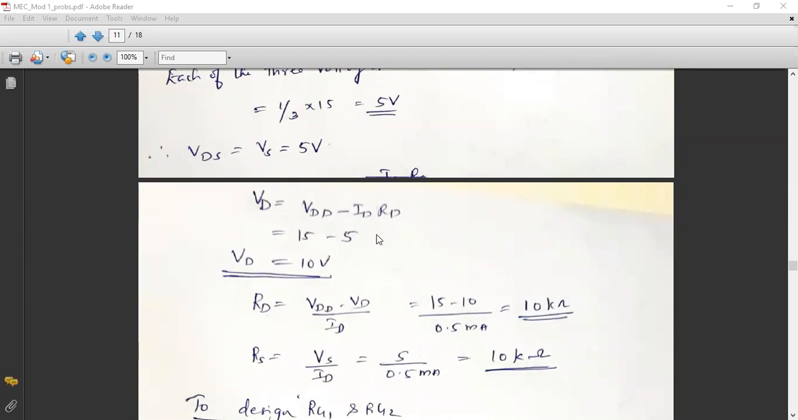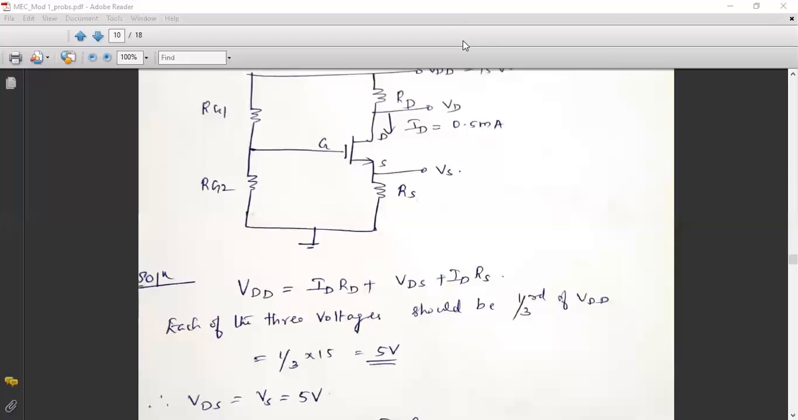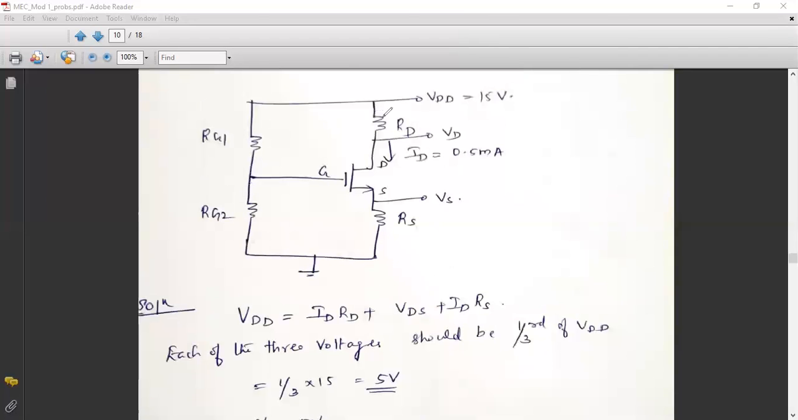Or else you can write it this way also: the total supply voltage minus the drop across RD. If you subtract the drop across RD from the total supply voltage, you will get VD. Is that clear for you? So 15 minus 5. You know that the drop across RD is 5. I have assumed that the voltage is dividing equally among the three components RD, RS as well as drain to source. So if you subtract the voltage across RD from this 15 volt, you will get the value of VD as 10 volt.